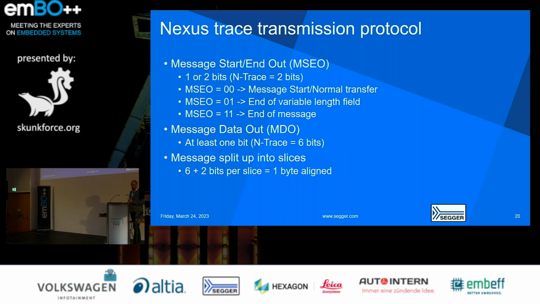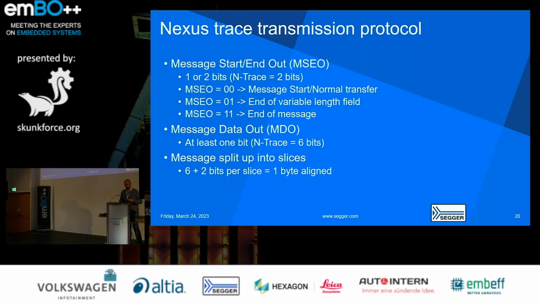The transmission protocol looks a bit painful. I had no better way to display this, but on the next slide, I hope it gets better. But in general, you have a message start and out and a message data out. Message start and out simply tells you where you are within a message, and the message data out tells you the payload that's being sent out by the core.